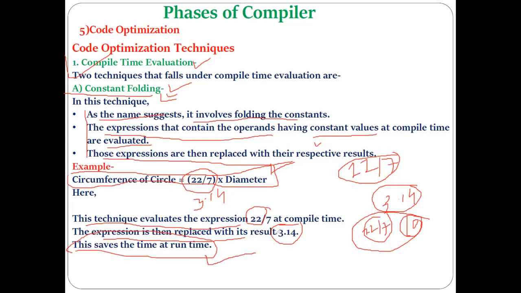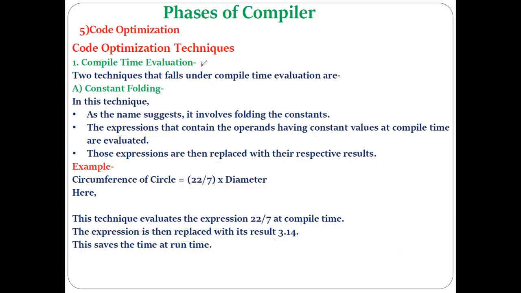And this is nothing but one of the techniques of code optimization. You are making your code run faster as compared with your previous code without affecting the final meaning of the program. And this is the first technique under the category of compile time evaluation, and that is called the constant folding. Okay, I hope all of you have understood this.